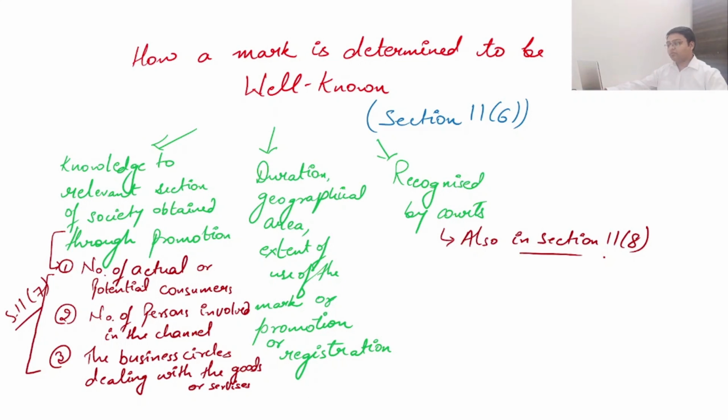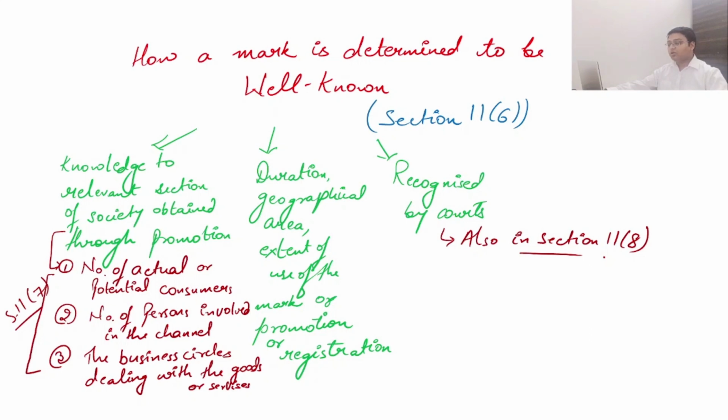So the number of actual or potential consumers should be identified. Then the number of persons involved in the channel for the promotion. Basically, the point number 2 is for the promotions. So the number of people involved in the promotions and the distribution of that particular product or services. And then the business circle dealing with the goods or services. So these 3 points have to be identified if it is through the knowledge of the relevant section of the society.